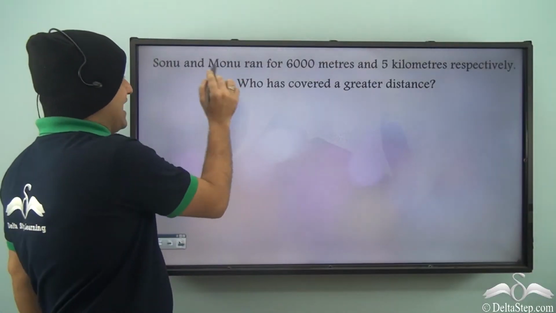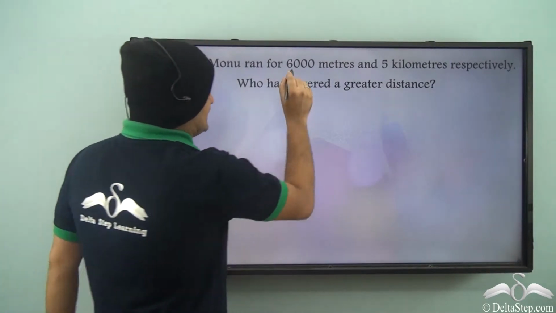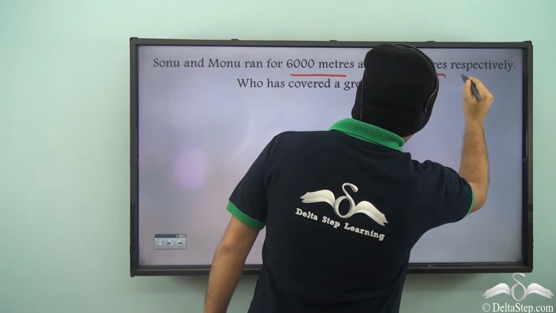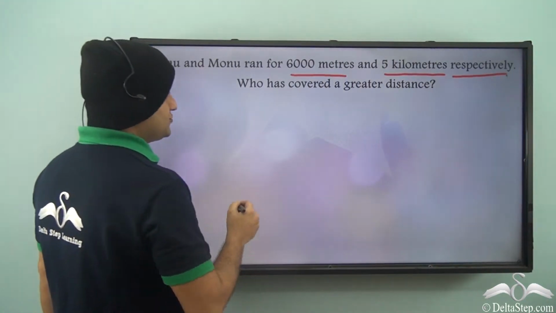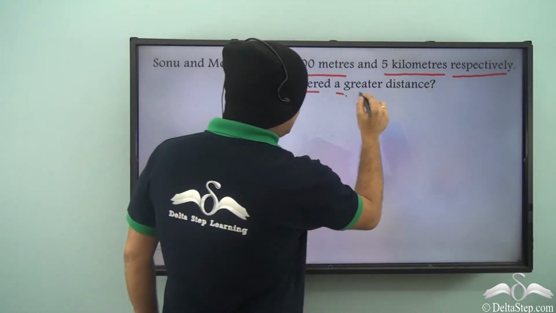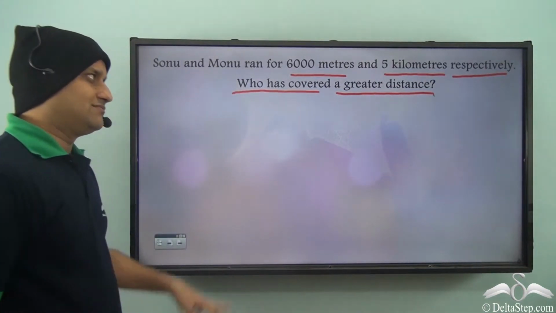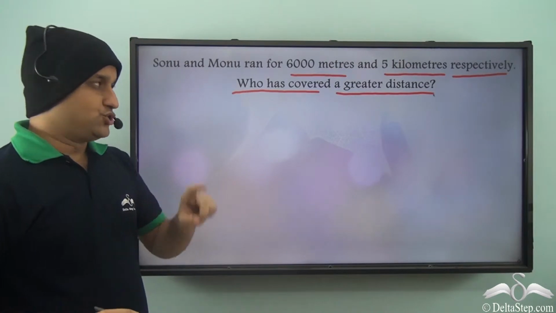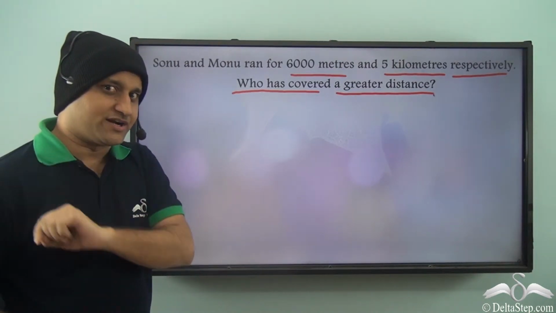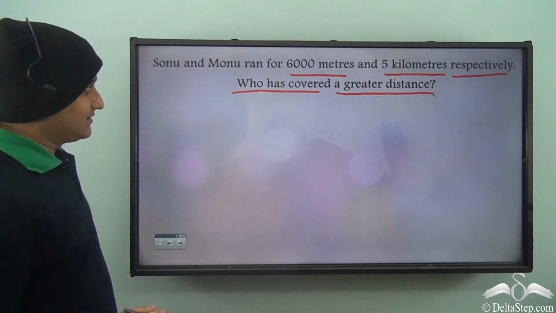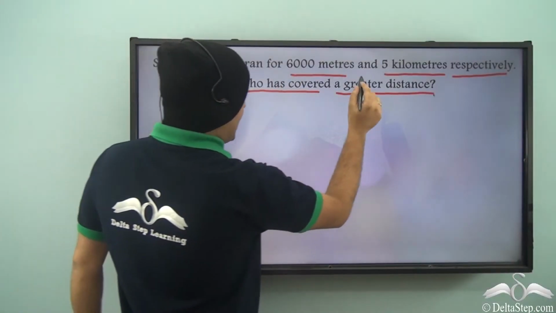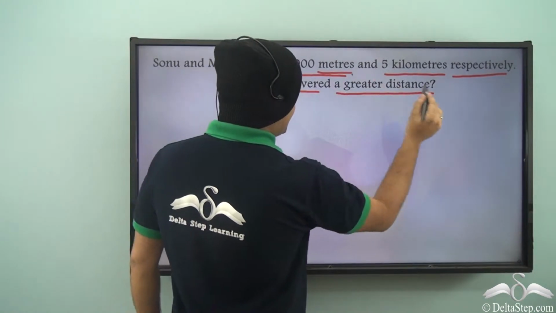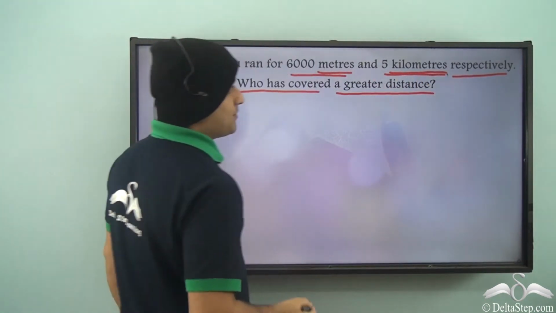Now, Sonu and Monu ran for 6000 meters and 5 kilometers respectively. So, who has covered a greater distance? How do we find out the solution for this problem? Well, you have to notice one very important thing. What is that? Well, both the distances are mentioned in different units. One is in meters and one is in kilometers.